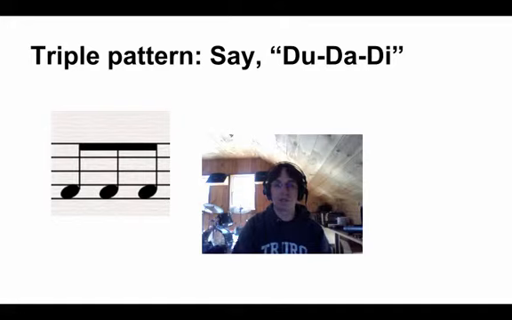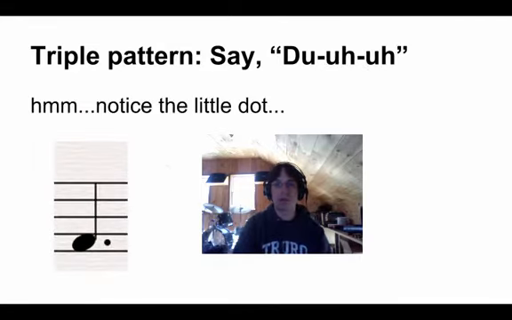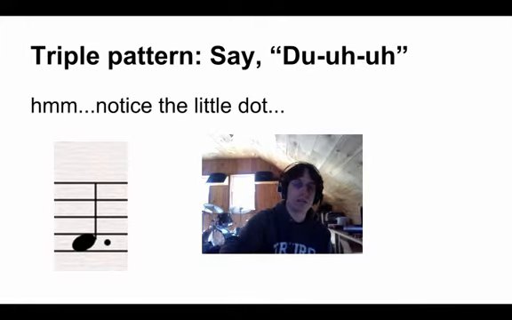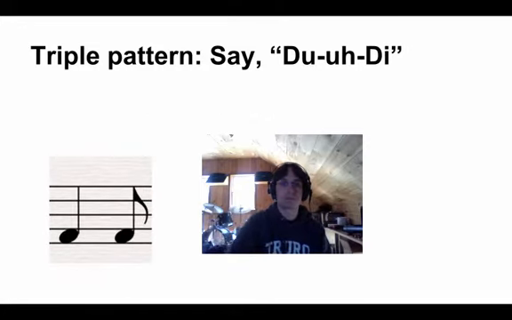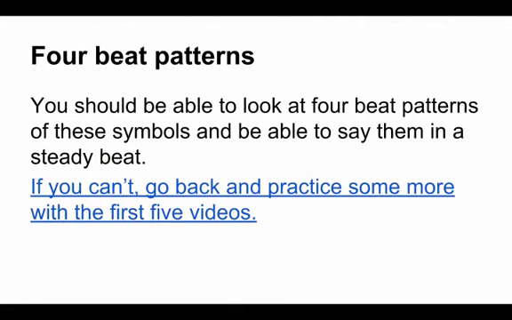Triple pattern. Say do-da-dee. Here comes 4 in a row. Do-da-dee, do-da-dee, do-da-dee, do-da-dee. Triple pattern. Say do-woo-woo. Do-woo-woo, do-woo-woo, do-woo-woo, do-woo-woo. Notice that little dot. We'll talk about those later. Triple pattern. Say do-dee. Do-dee, do-dee, do-dee, do-dee.